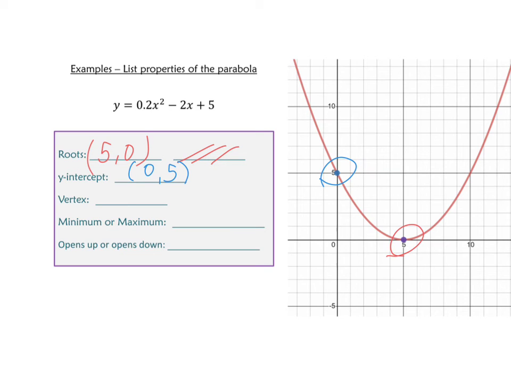And our vertex and our root is exactly the same. So it is also 5, 0. Right here, is this a maximum or a minimum? If you said it's a minimum, you are correct. It's at the very bottom. So that means it opens up.